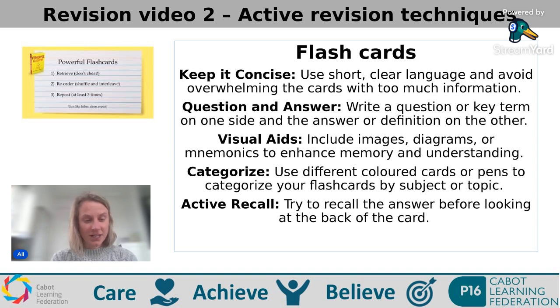Once you've created your flashcards, the important bit is to use them to actively revise. So have a look at the front, at the question or the key term, and try to remember the answer or the definition before you look at the back of the card. If you can do this easily, put the cards in one pile, and you don't need to come back to that pile very often because you've already learned that information. However, if you're finding it hard to recall the information, put the cards on another pile and revisit these regularly.